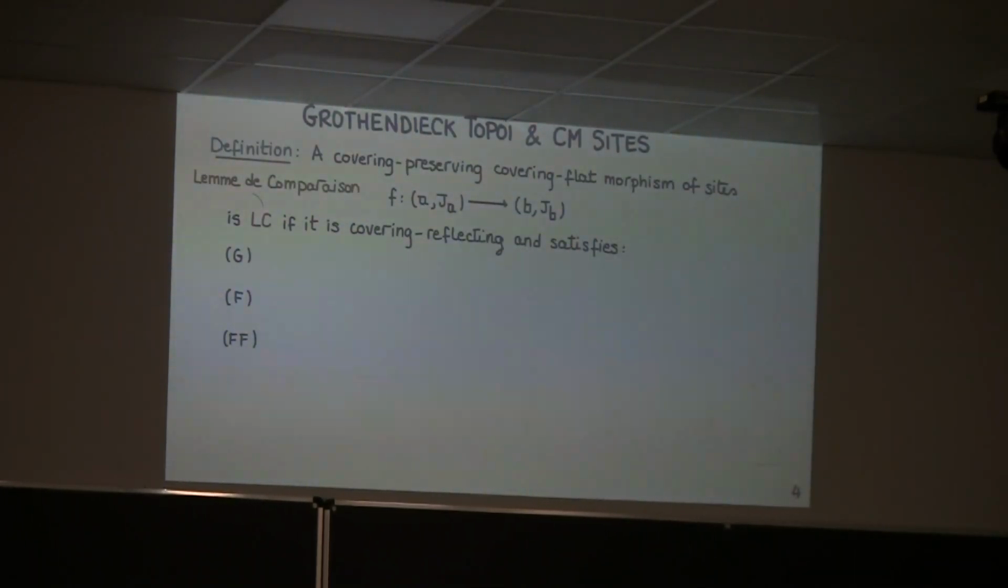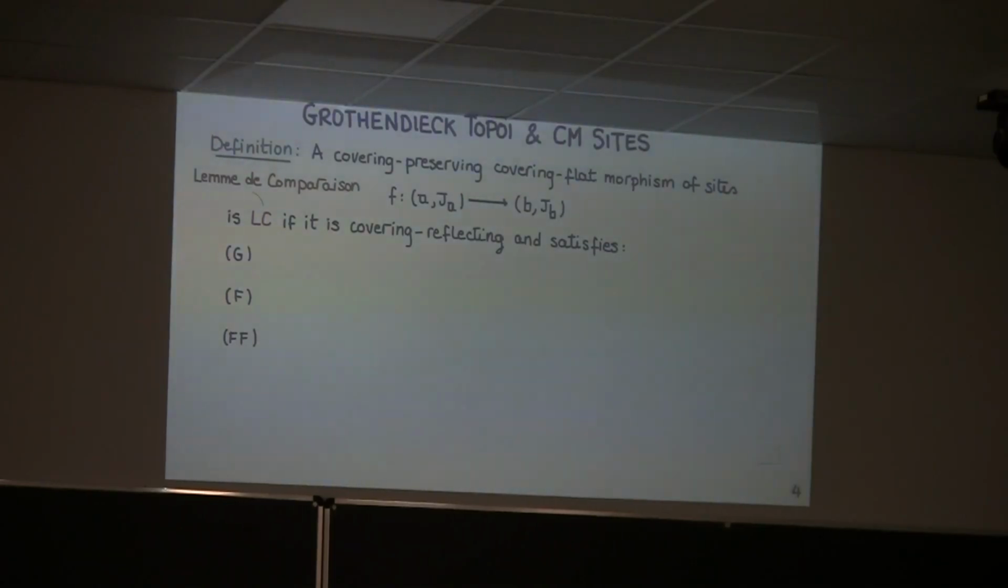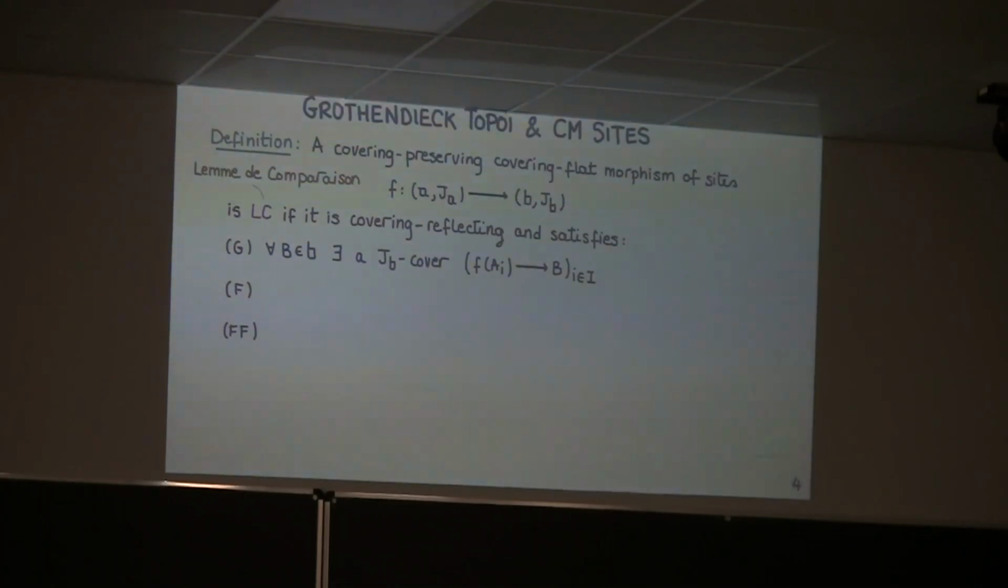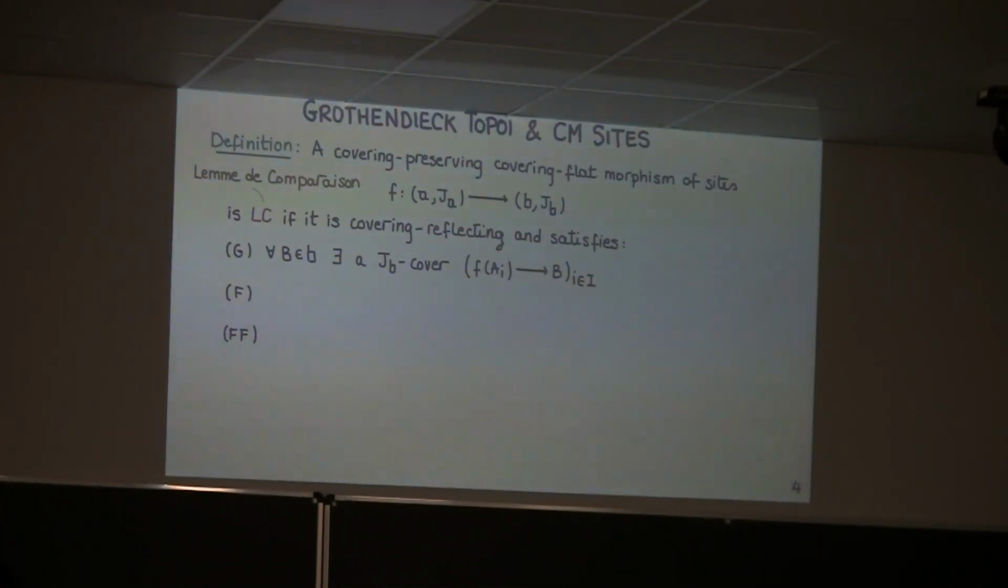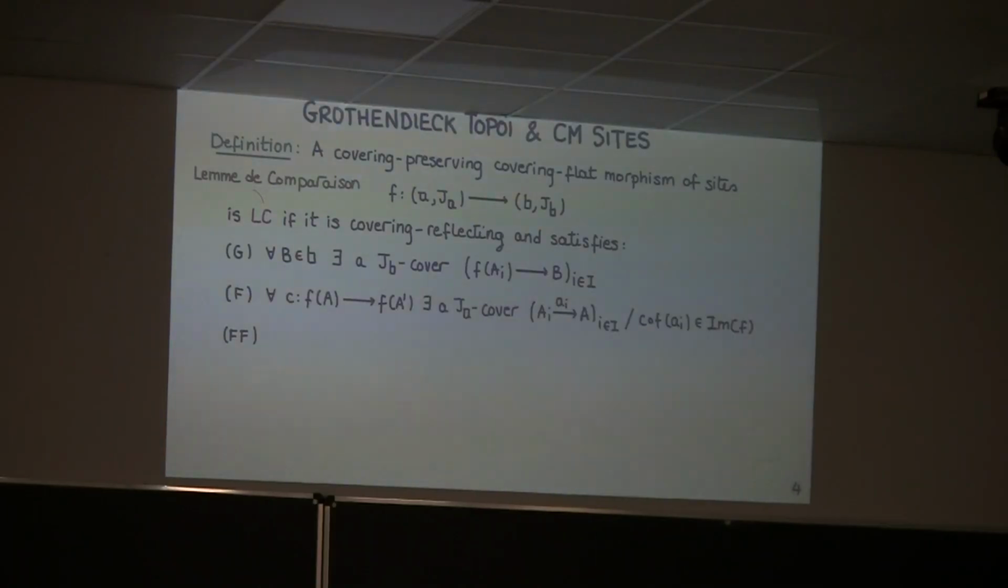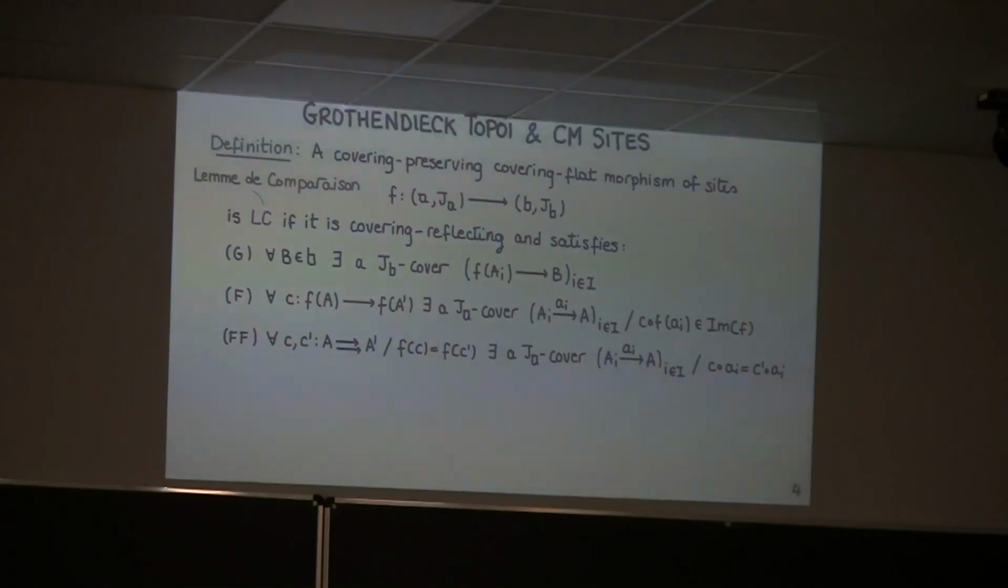And for that, I need lambda comparison maps. So a morphism of sites, with no further assumptions, we call it LC, from lambda comparison, if it is cover reflective and in addition satisfies three properties, which I won't enter into in detail. First of all, I can cover every object by something coming from the first, and the second one by something coming from the first. And then my functor F will be full and faithful up to cover.